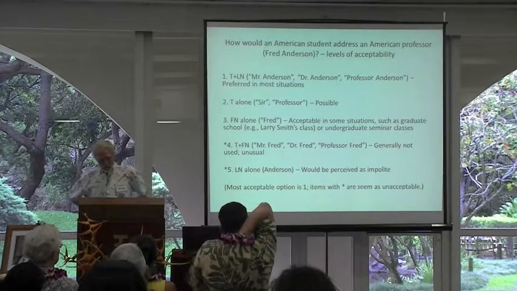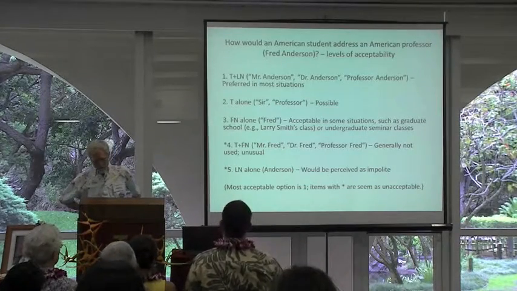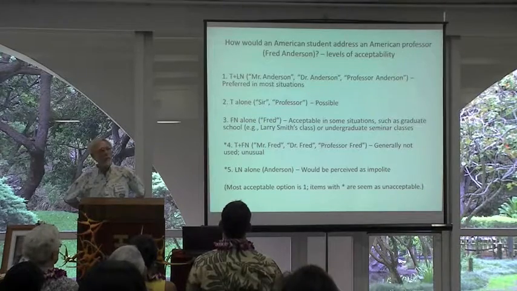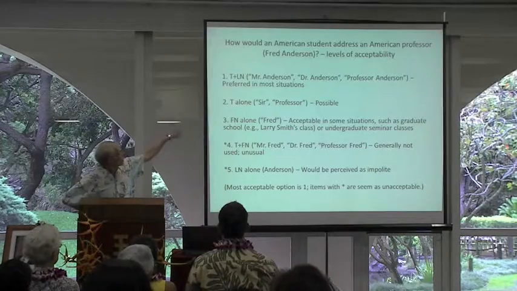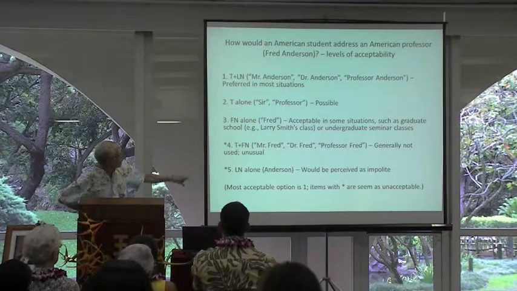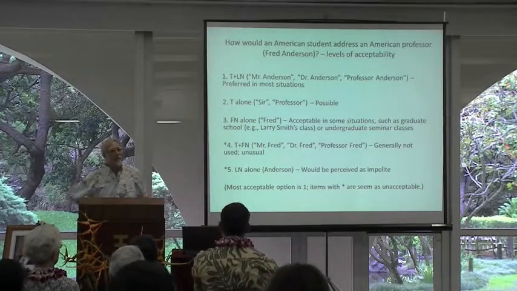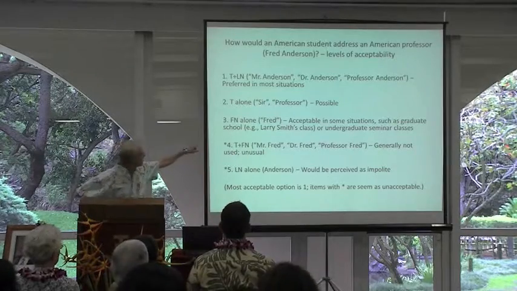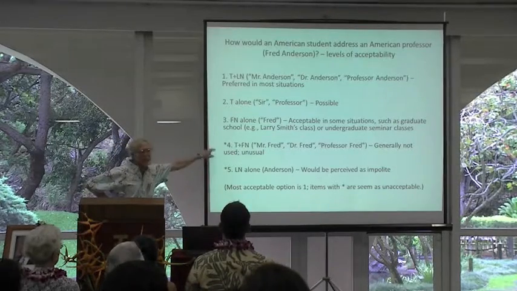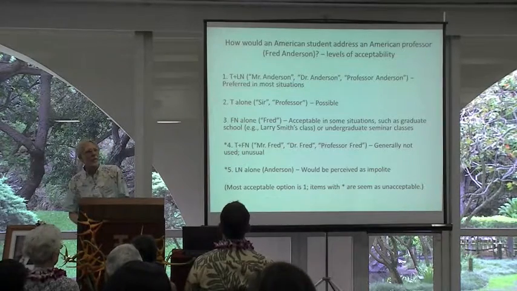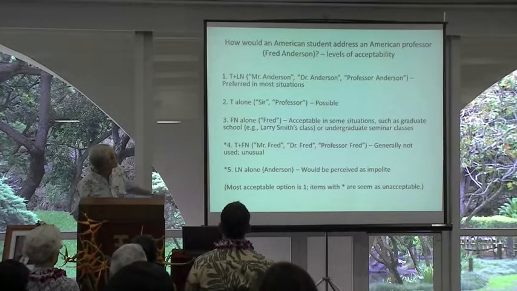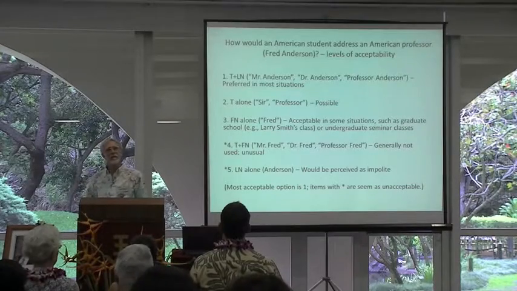In this scheme, T means title, LN is last name, FN is first name or given name. Number 1 is what I judge as being most acceptable, and 5 least acceptable. And the asterisk means I don't think it would be acceptable to refer to the teacher that way. I'm going to skip over that. You can quickly glance at it.